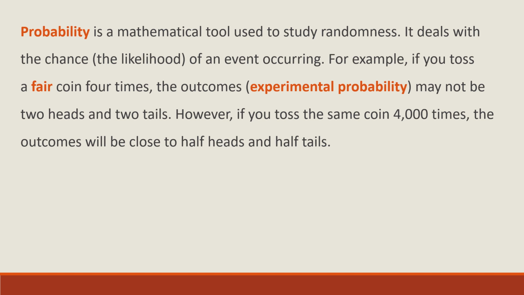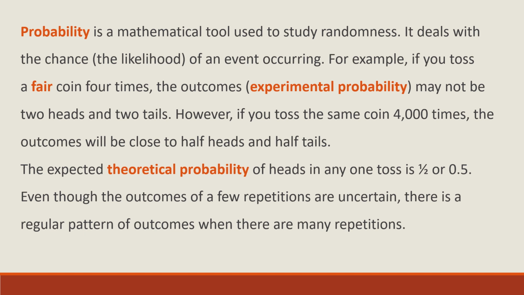Probability is a mathematical tool used to study randomness. It deals with the chance, the likelihood, of an event occurring. For example, if you toss a fair coin 4 times, the outcomes, which is called the experimental probability, may not be 2 heads and 2 tails. However, if you toss the same coin 4,000 times, the outcomes will be close to half heads and half tails. The expected theoretical probability of heads in any one toss is 1/2 or 0.5. Even though the outcomes of a few repetitions are uncertain, there is a regular pattern of outcomes when there are many repetitions.